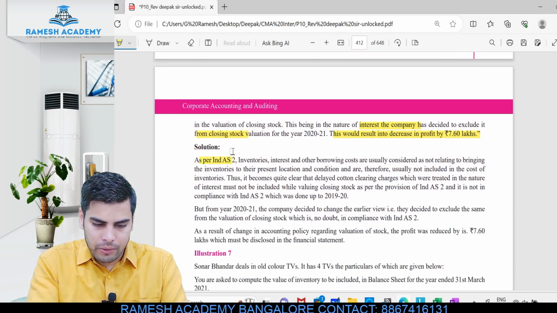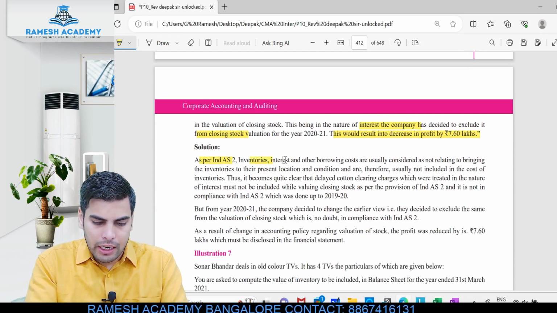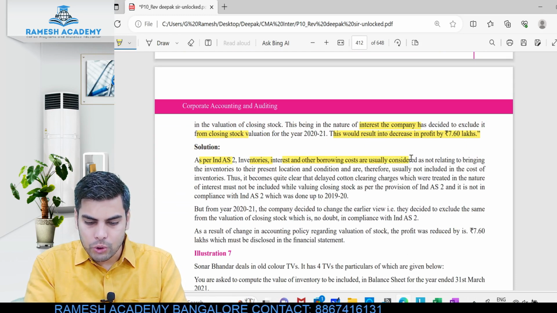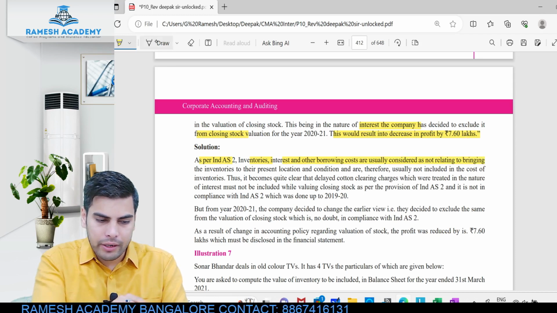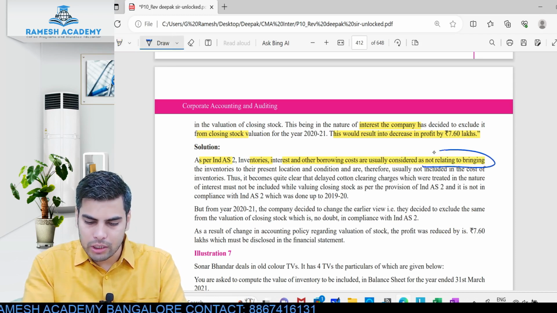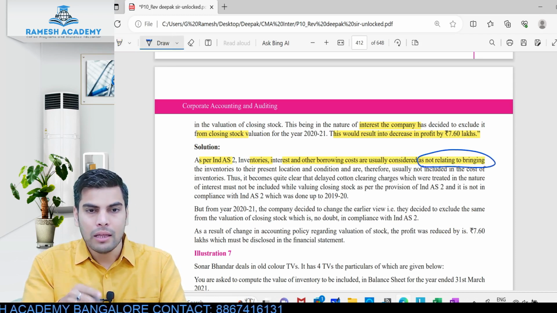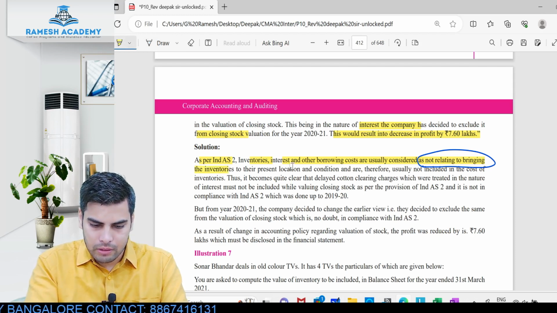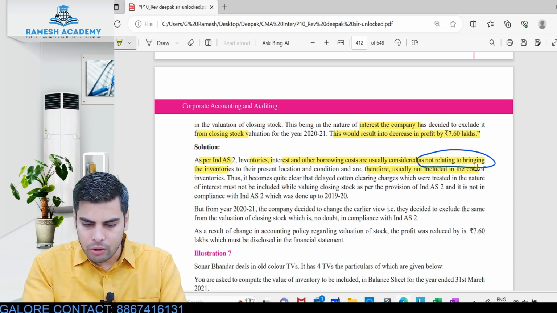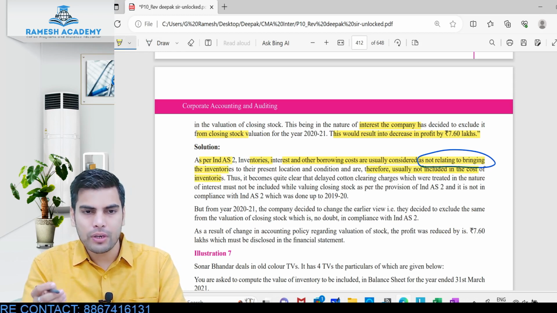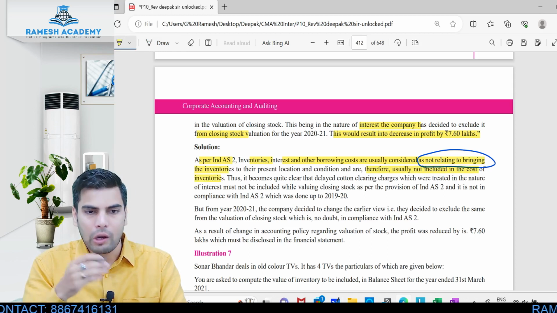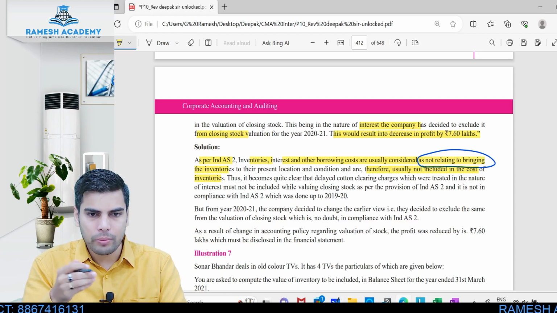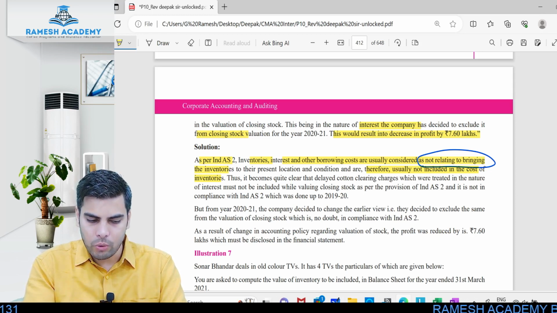As per Indian Accounting Standard 2, inventories, interest and other borrowing costs are usually considered as not related to bringing the inventory to the present location or condition. Therefore, they will not be forming part of cost of inventory. Look at this, and therefore usually not included in the cost of inventory. So this particular interest or borrowing cost is not considered as cost which is necessary to bring the inventory to the present location or condition. Therefore, they will not be included as a part of the cost of inventory.